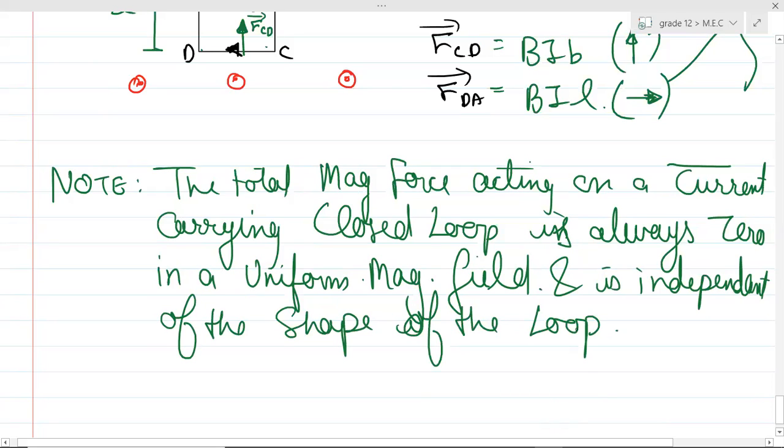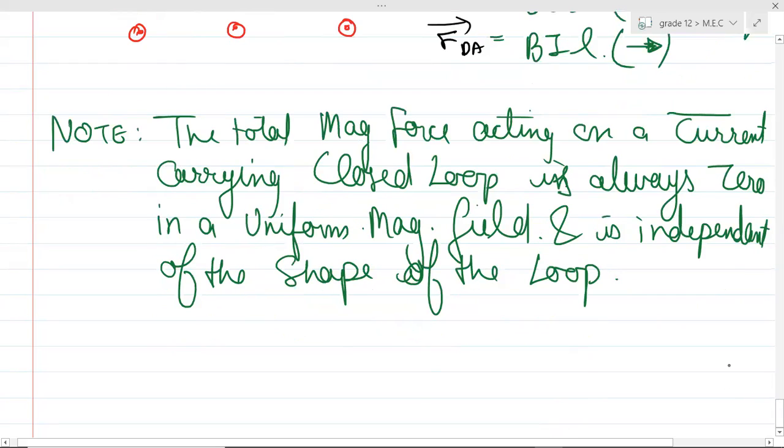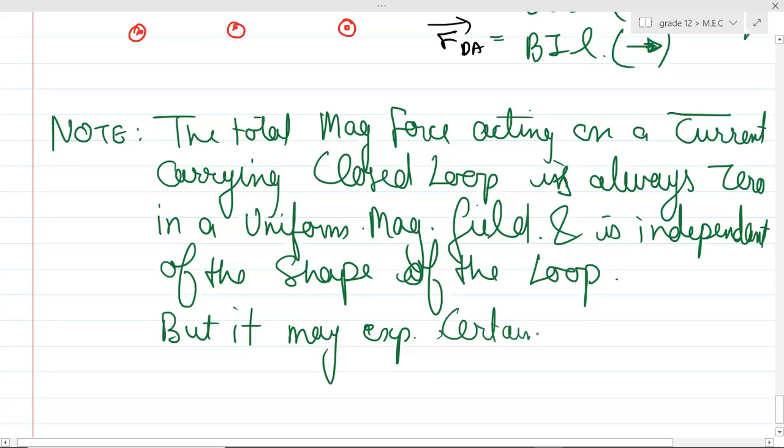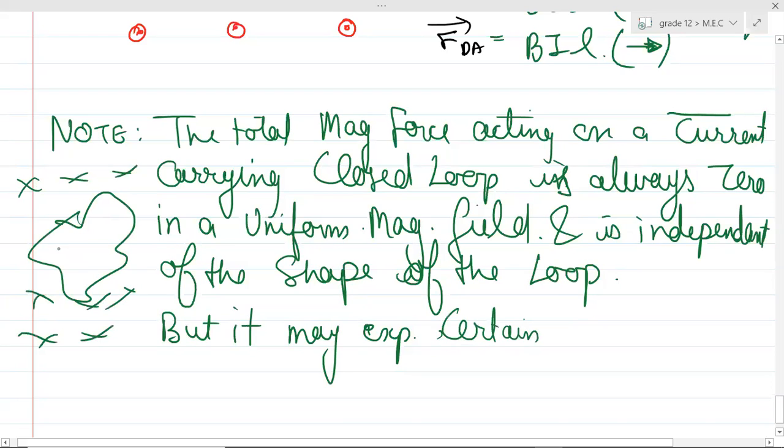So don't think, sir, you explained only for a rectangle, so it will be only a rectangle. No, not necessary. Any loop. Is this clear, guys? Is it necessary that the loop has to be symmetrical? Not necessary at all. Still, F net is 0. Okay?